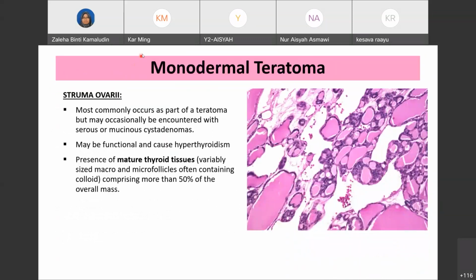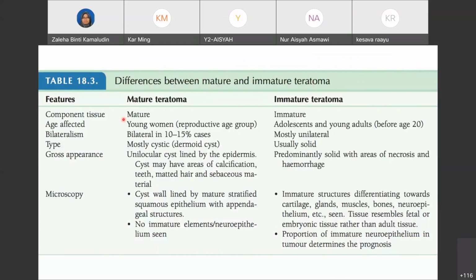Another thing is the monodermal teratoma. We call it monodermal because it only has one germ cell component. The most commonly encountered is the mature thyroid tissue, which is why we call it struma ovarii. So histologically it only has thyroid tissue. The pinkish material is the colloid, secreted by these follicular cells. You can read the summary later on how to differentiate mature and immature teratoma.